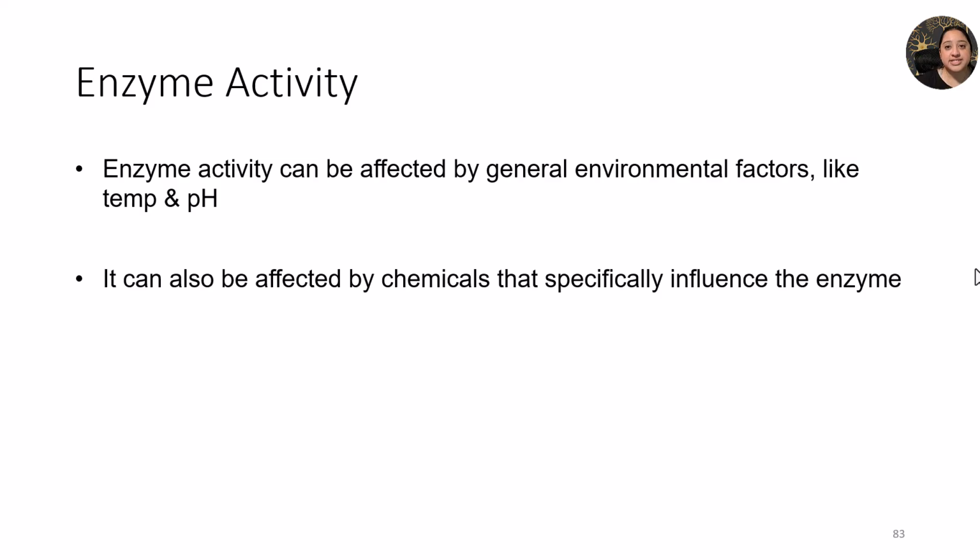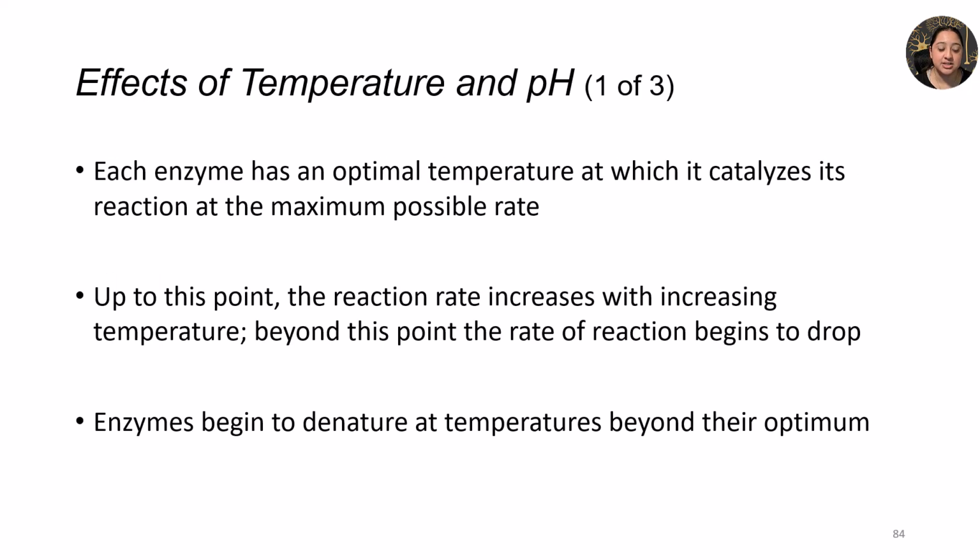And there are other things that affect reaction rate and enzyme activity. So enzyme activity can be affected by other general environmental factors. So not just whatever's participating in this, but stuff like temperature and pH can affect enzyme activity. It can also be affected by chemicals that specifically influence the enzyme. We'll break down each one of those things.